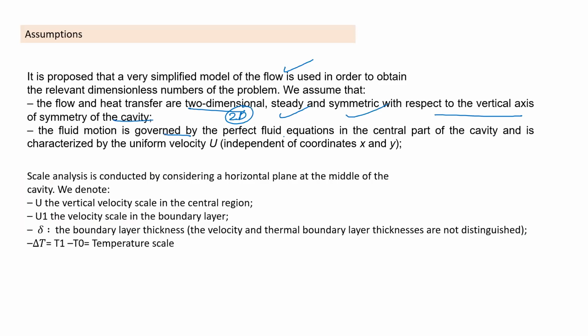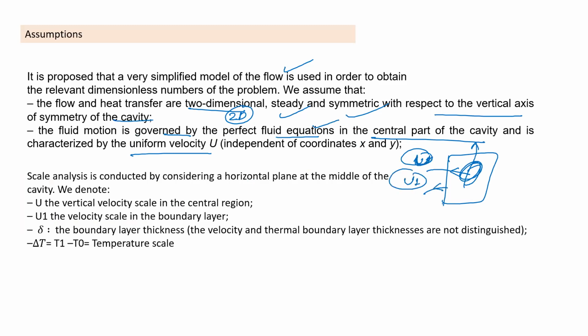And fluid motion is governed by the perfect fluid equations in the central part. It is characterized by uniform velocity u. So in the central part, perfect fluid equations are followed. And we denote the central velocity by u1. There is a core region. And in the boundary layer, we will denote the velocity by u1 and delta to be the boundary layer thickness. So if anywhere delta T is used, that is T1 minus T0. It's the temperature scale.